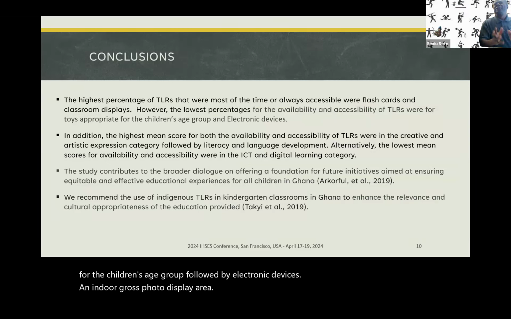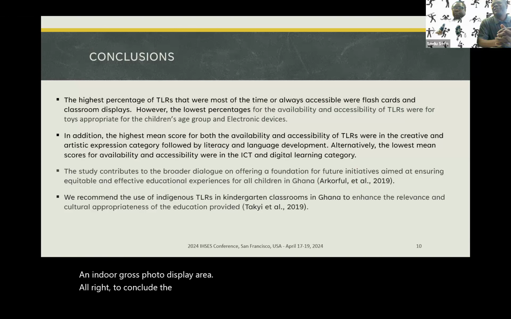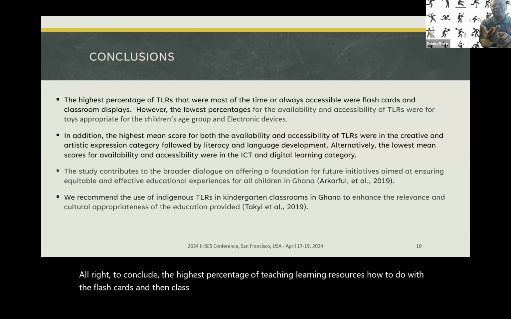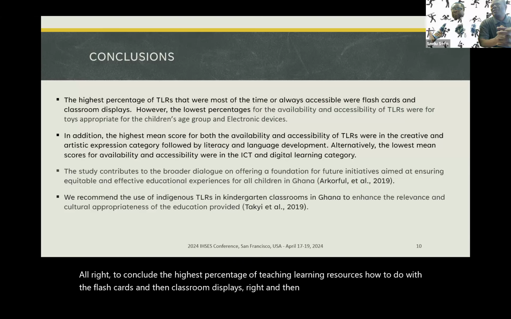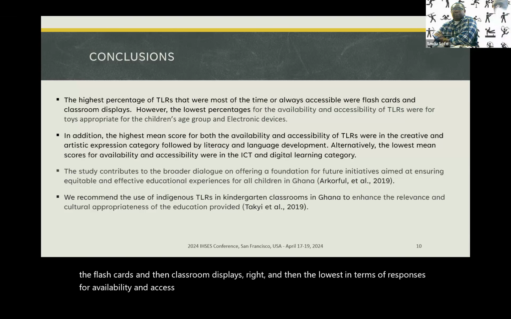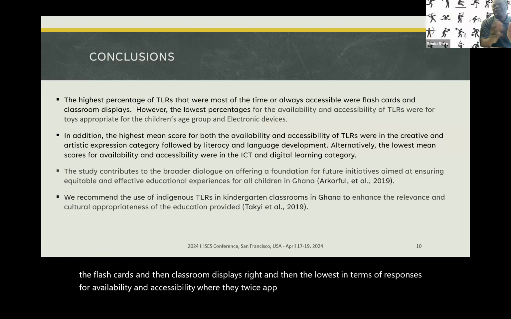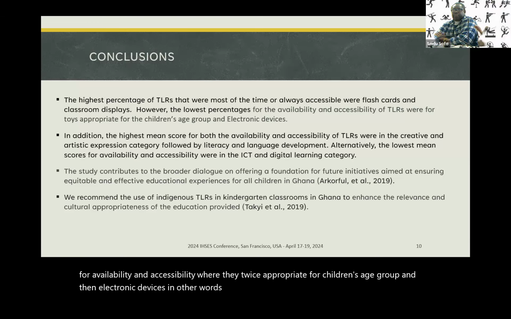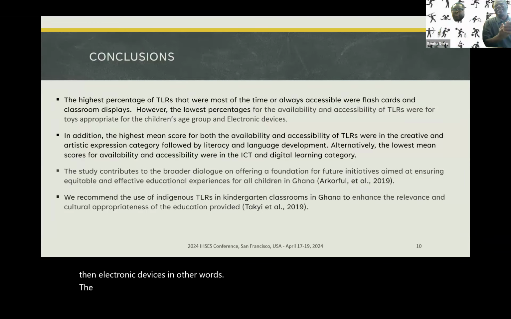To conclude, the highest percentages of teaching and learning resources had to do with flashcards and then classroom displays. And the lowest in terms of responses for availability and accessibility were toys appropriate for children's age group and then electronic devices. In other words, this sample indicated that they didn't have adequate toys, and these toys were not accessible, the same as electronic devices.